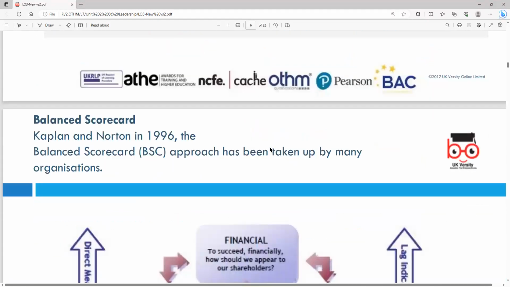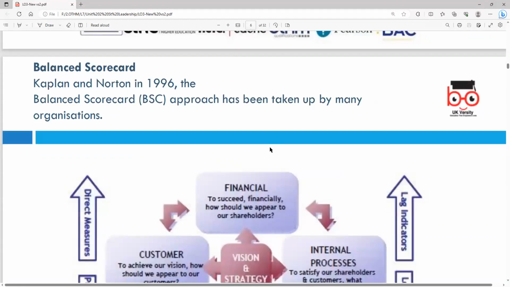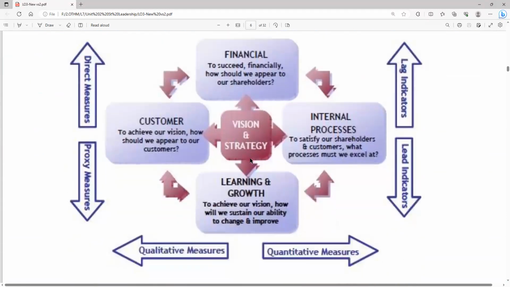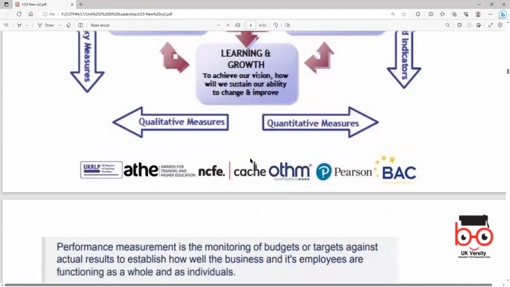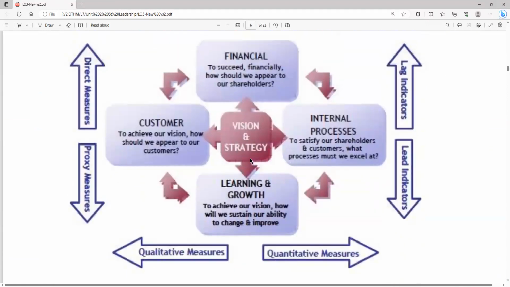One of the most common ones is the balanced scorecard technique that was developed by Kaplan and Norton in 1996. This is very famous. It measures financial and non-financial performance.